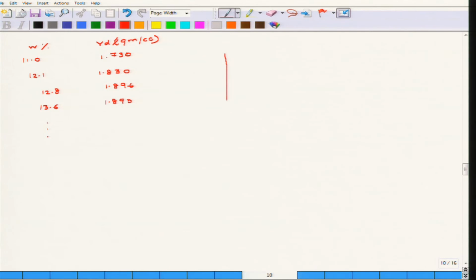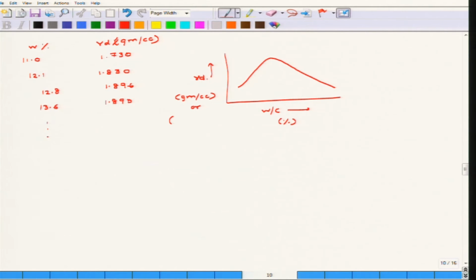If you plot the Proctor compaction curve, it is going to show a curve like this, where this axis is going to be gamma D and this is going to be the water content. This is going to be in percentage, while this is going to be in gram per cc or megagram per meter cube.